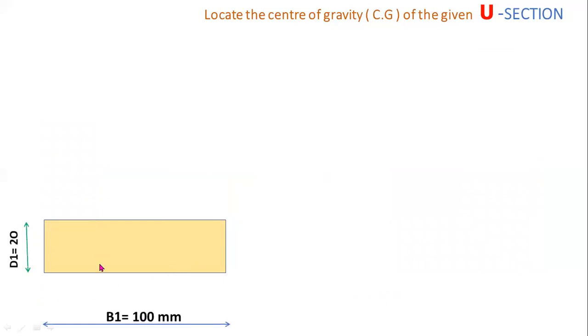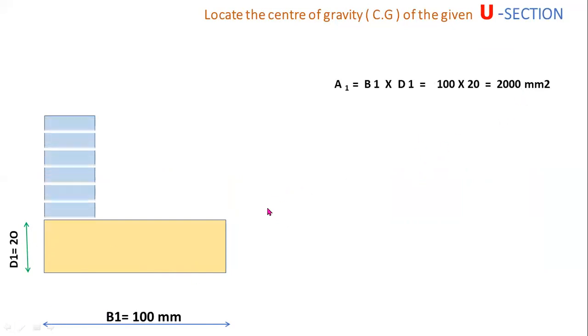Here B1 equal to 100 mm, D1 equal to 20 mm. So the area of this rectangle is A1. A1 equal to B1 into D1 equal to 100 into 20. That value equal to 2000 mm square.